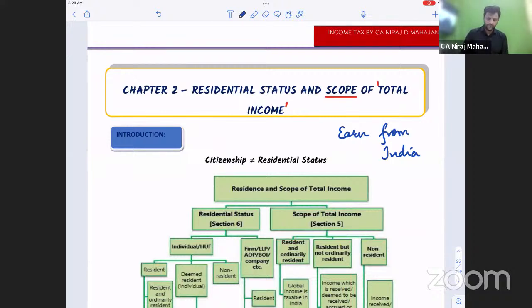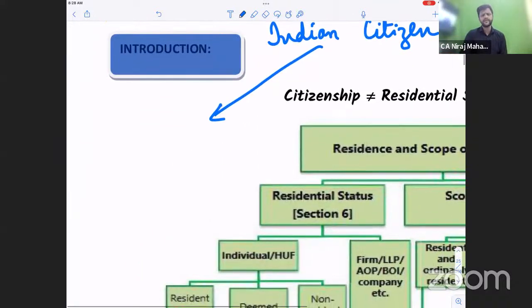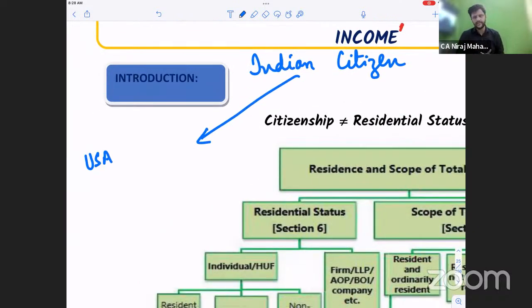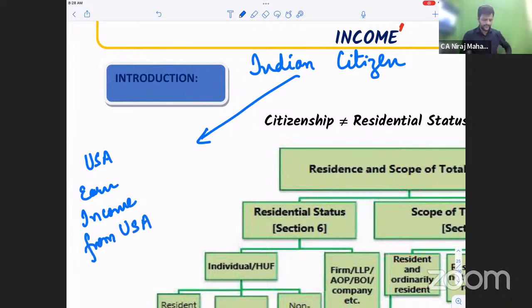But what if an Indian citizen goes outside the country, let us say to the USA? It can be for a couple of purposes. It can be for a vacation or a temporary purpose, 2 months, 3 months, 6 months, etc., or he may be trying to leave India permanently and settle in the USA. So he is going to earn income from the USA. He may or may not have a property in India, but if he is doing only a job in the USA, then he is definitely earning income in the USA.